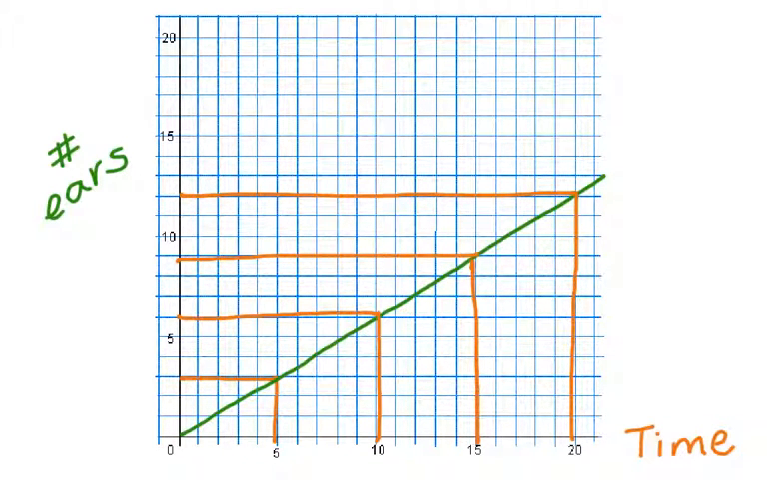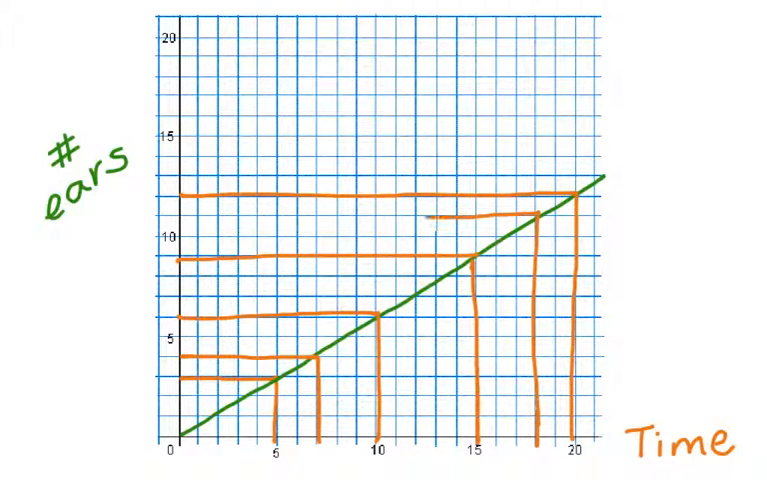What about at 7 minutes? 7 minutes is here. Let's go right across to 4 ears of corn. So you can see by working in this way that we can figure out different values. Now at 18 minutes, let's go all the way up here to the line. 18 minutes, straighten that out a little bit.